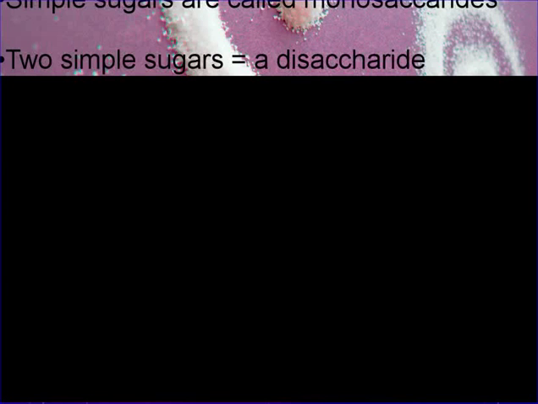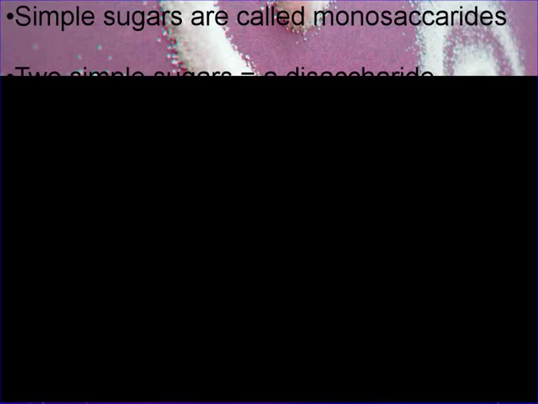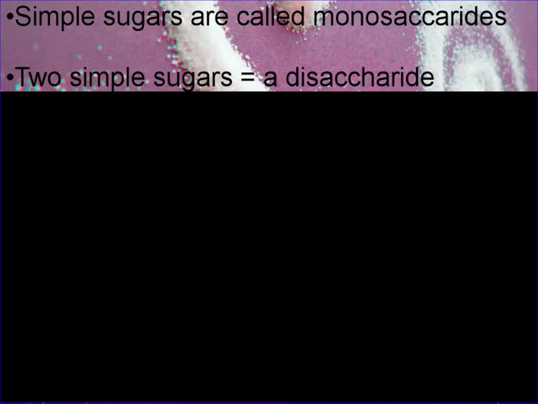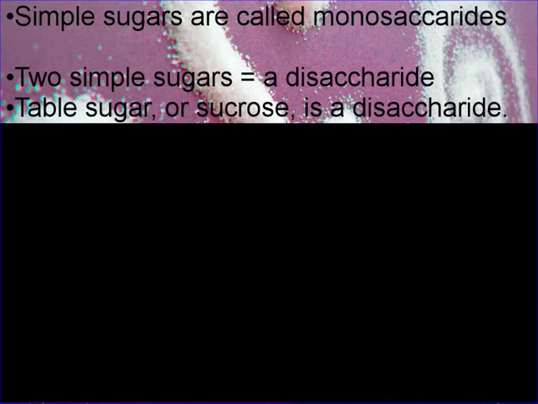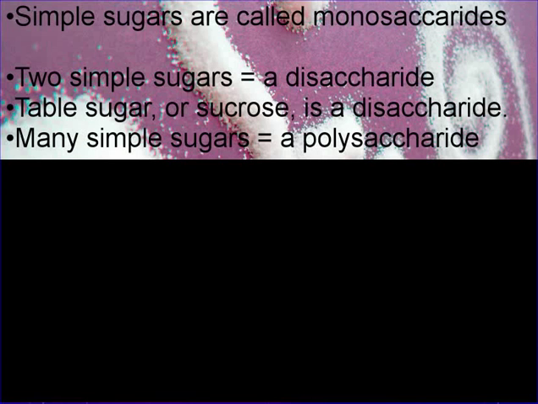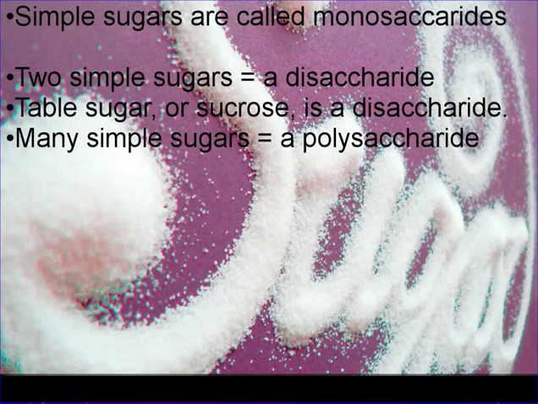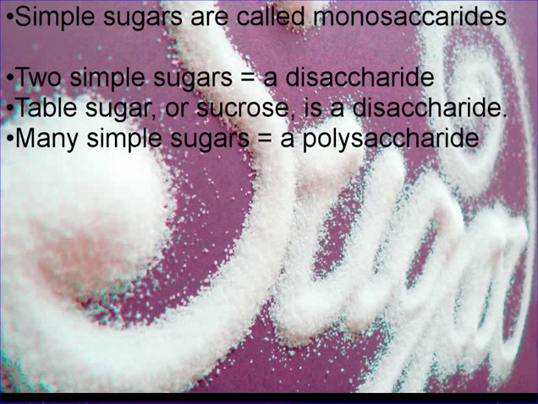Okay, simple sugars are called monosaccharides, mono being 1. 2 simple sugars is a disaccharide. Table sugar, or sucrose, is also a disaccharide, and many simple sugars is called a polysaccharide. So again, we're seeing our prefixes here. You need to know that saccharide, and the reason why it's on this page is because, again, carbohydrates are sugars.